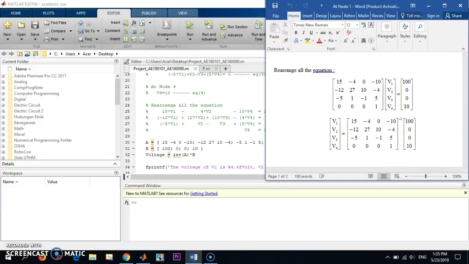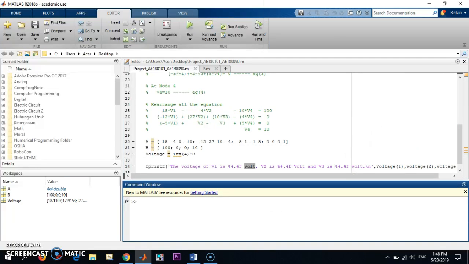So look at our MATLAB. Our A is 15, -4, 0 and -10 for the first row. The semicolon shows the second row. My second row is -12, 27, 10 and -4. Semicolon for the third row is -5, 1, -1 and 5. Semicolon for the last row is 0, 0, 1. For B, it is 100, next row 0, next row 0, next row 10. So to find our voltage, it is inverse A times B.